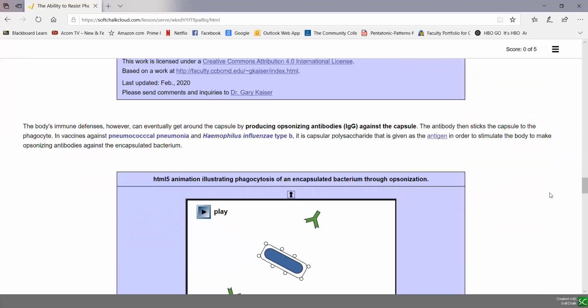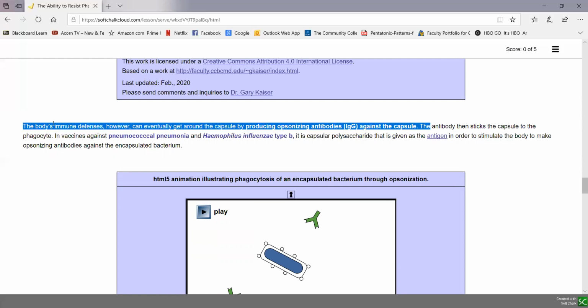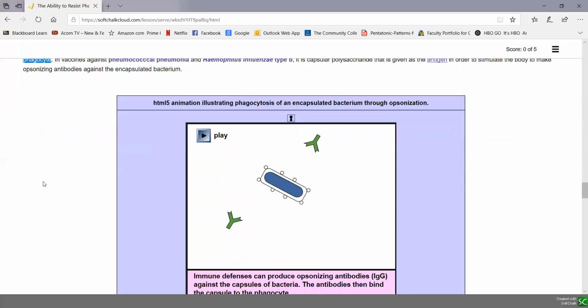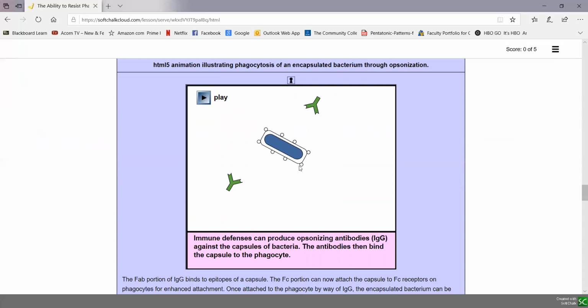But again, as we said, the body has a way around this capsule. We eventually produce opsonizing antibodies against capsular antigens, against epitopes of the capsule. These are the opsonizing antibodies IgG, and then these antibodies stick the capsule to the phagocyte. So as we see in this animation, this bacterium is surrounded by a capsule, and these are epitopes sticking out of the capsule, short branching sugar chains that are part of the capsular antigen.